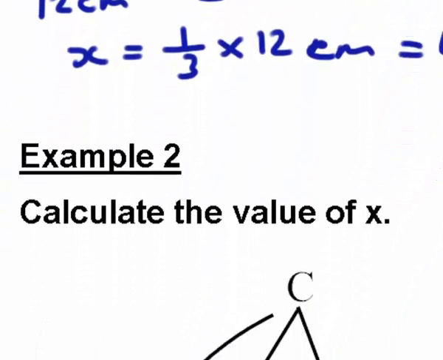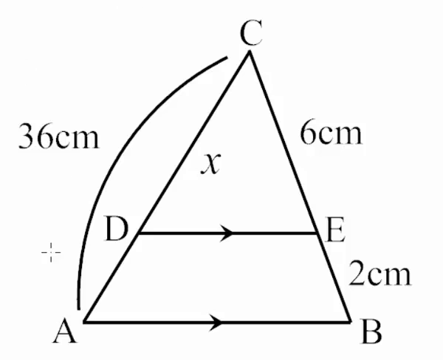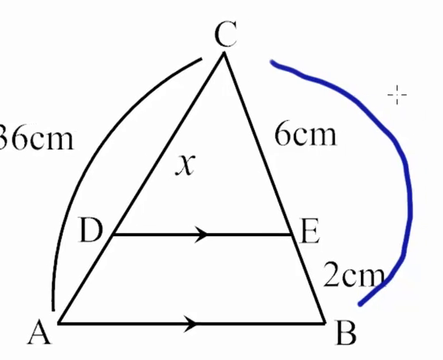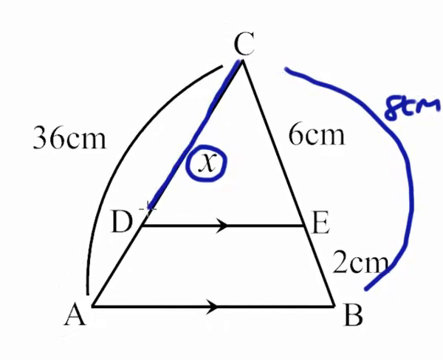Have a look at another example quickly. Check this one out here. Okay, now you've got to calculate the value of x here. Okay, well, what do you know? If you think about it carefully, we've got this long side AC, we've got this is 6 and that's 2. So what would the long side here be? It would most definitely be 8 centimeters. So if you want to find x, that would be this side here. So it's going to be CD, the x, divided by the whole of CA.